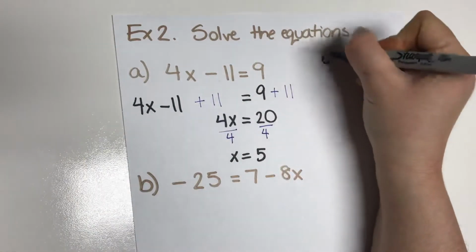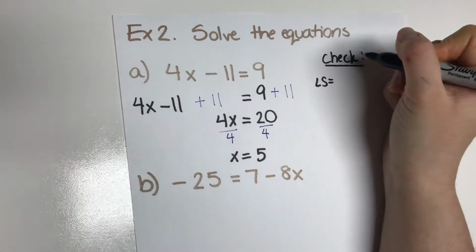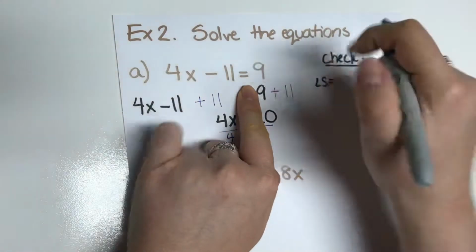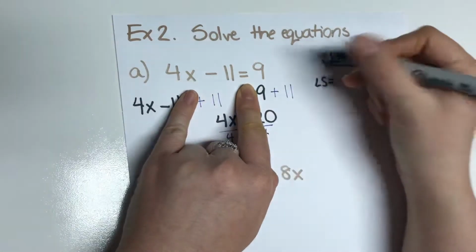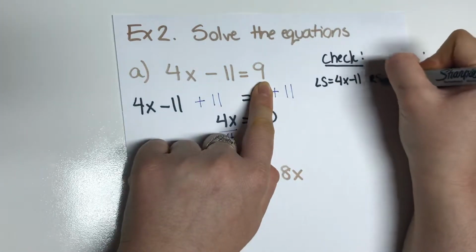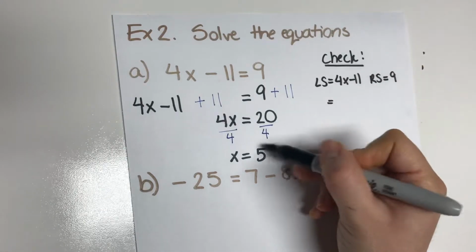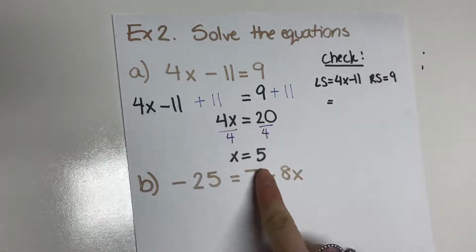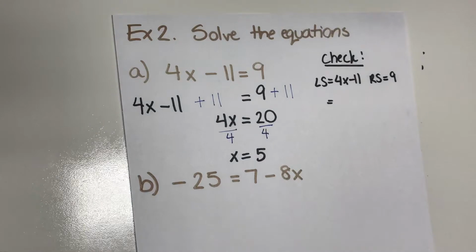I can check if this is correct by looking at the left and the right side of the equal sign in that original equation. So 4x minus 11 is the left side, and 9 is the right side. So instead of x, I'm going to substitute the 5 that I just found. So I found that if I replace this x with 5, the equation is going to be balanced.